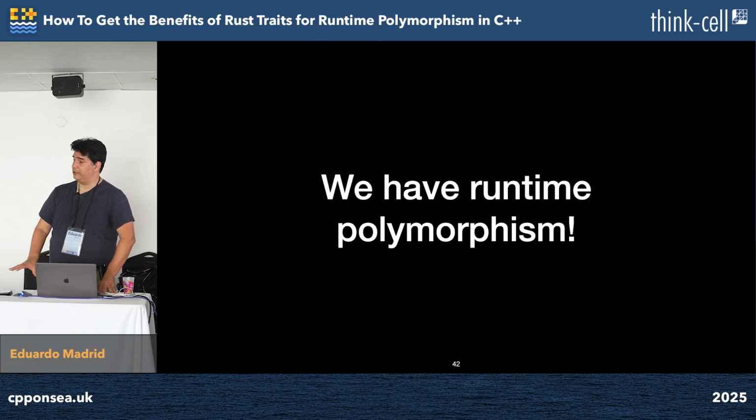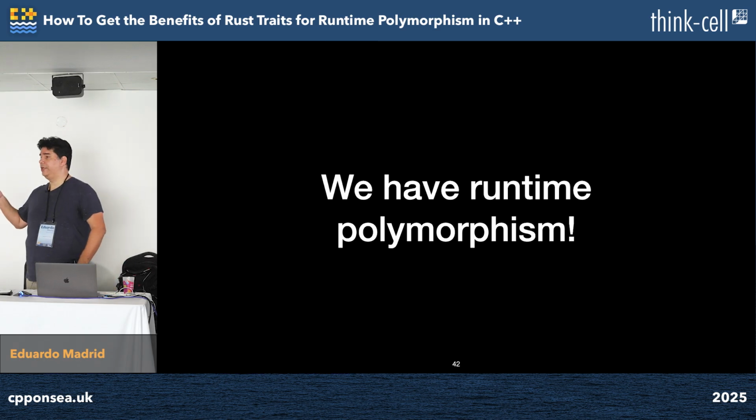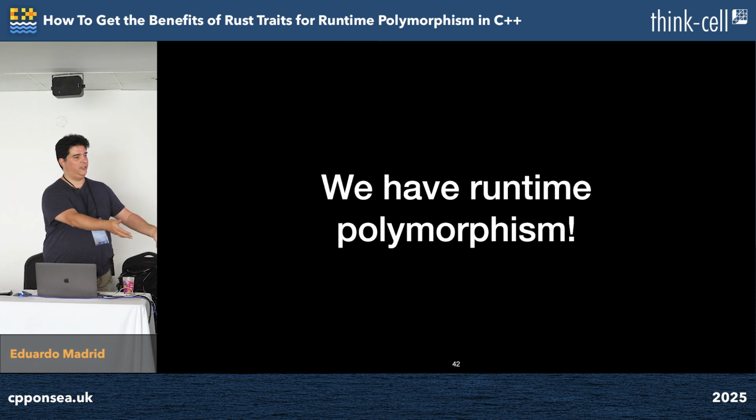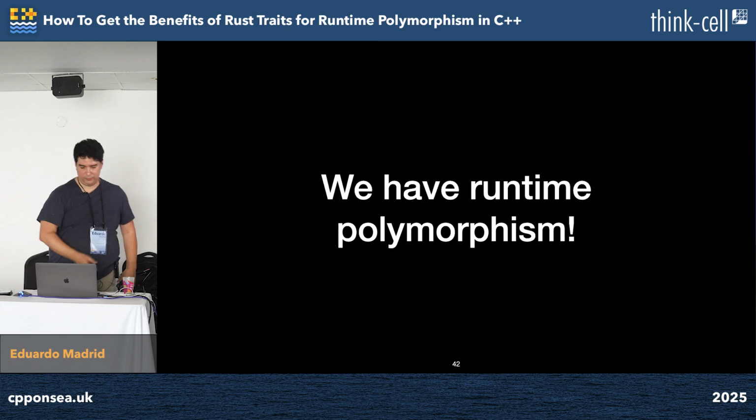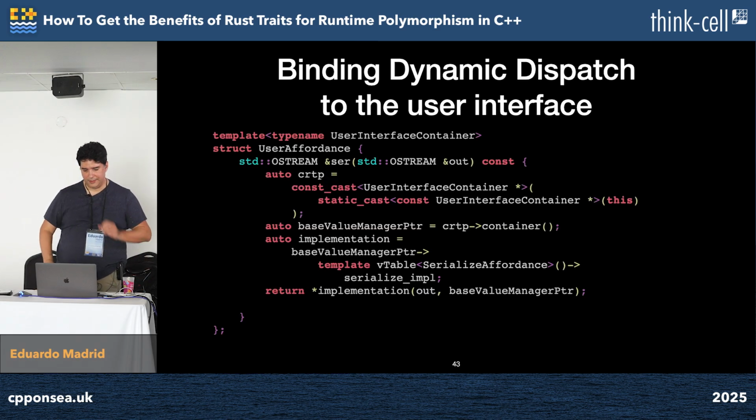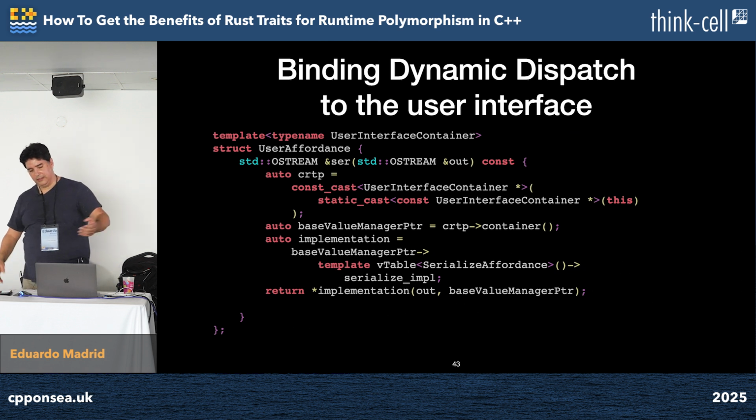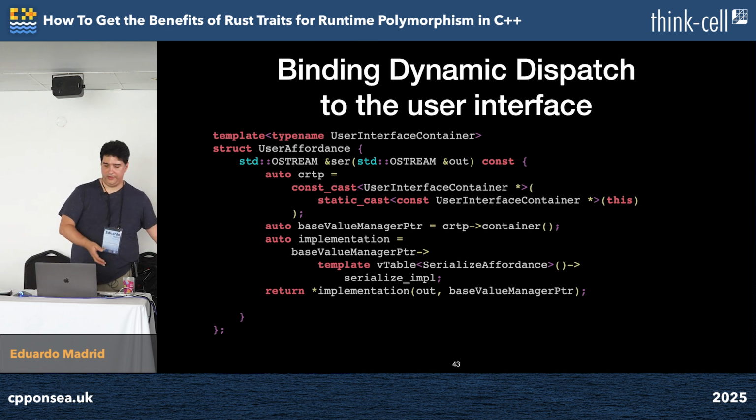At this point, we have runtime polymorphism because remember, we have the virtual table and the implementations of the virtual table, right? Now, how are we going to bind something that has a user interface that allows me to access that virtual pointer, that virtual table? That's what we're going to see right away. So that is the part of the user affordance. This is what is added to the user interface.